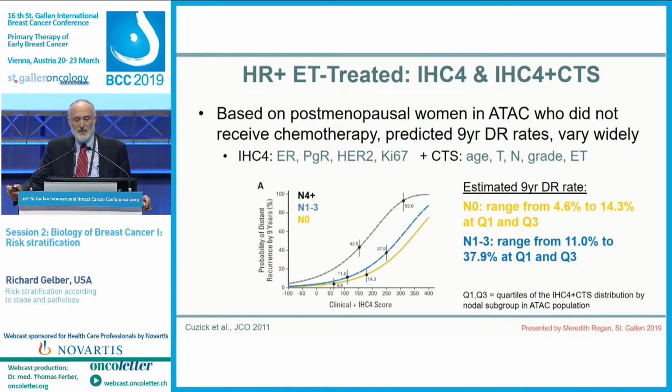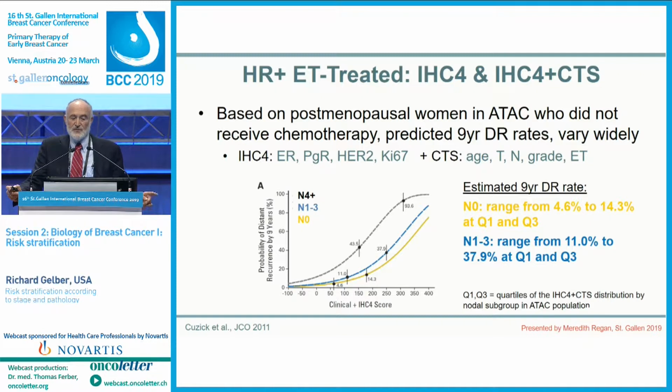So here we have the IHC4 and the IHC4 plus CTS based on postmenopausal women in the ATAC study. These are results for 9-year distant recurrence rates, and they vary widely according to risk. The lower curve is the node negative, next one, 1 to 3 nodes, and then you have the 4+ nodes. You have the 9-year distant recurrence risk, and the clinical IHC4 score on the x-axis.